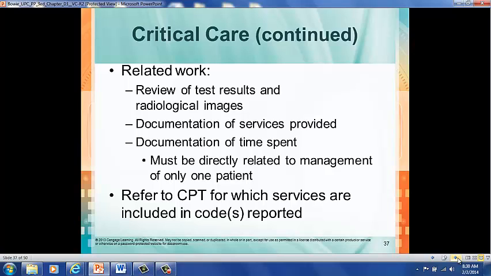Certain services are considered an integral part of critical care services. CPT lists these services in the note preceding the codes for critical care services. If the service is not included in the list provided, it is allowed as a separately billable service.